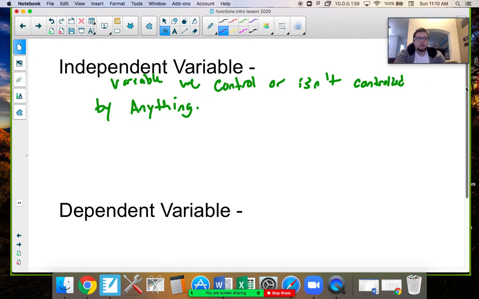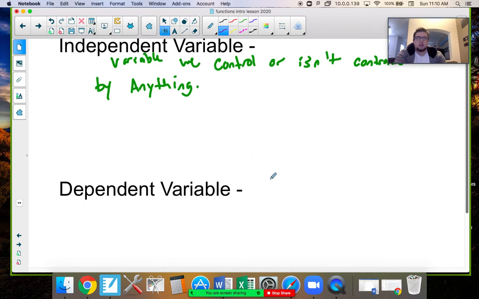The dependent variable is controlled by the independent variable. I'm going to abbreviate that as the IV. So it's something that is controlled by the IV.